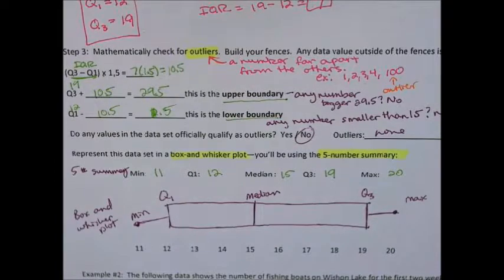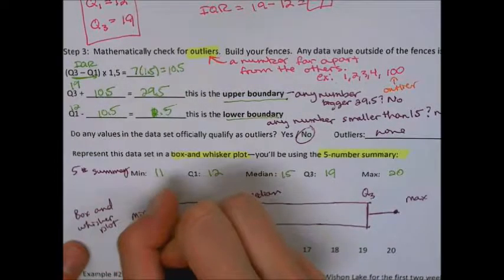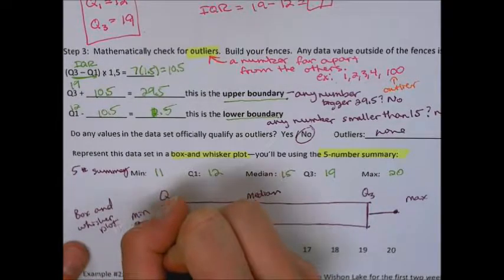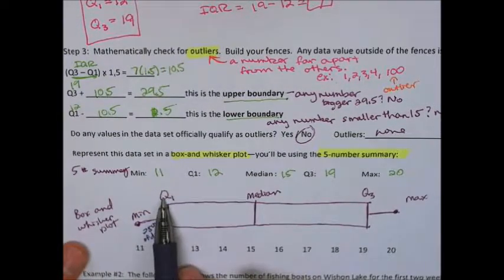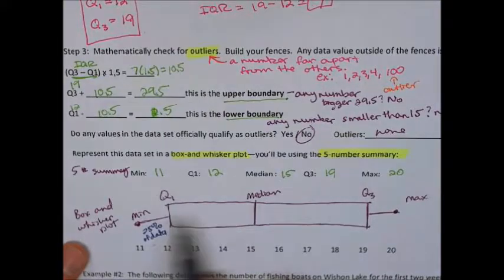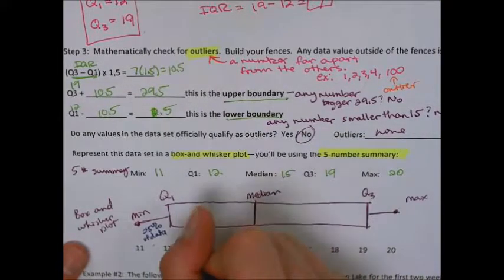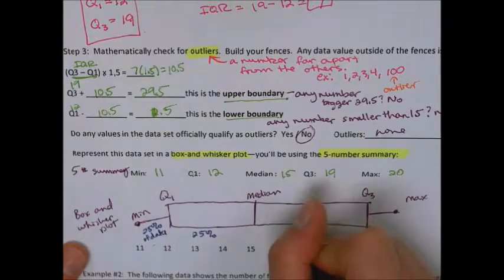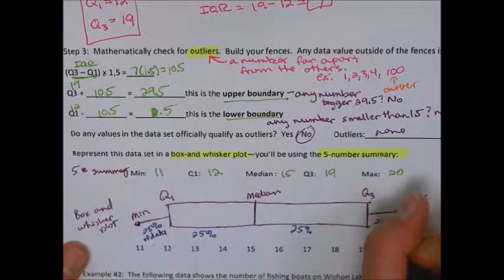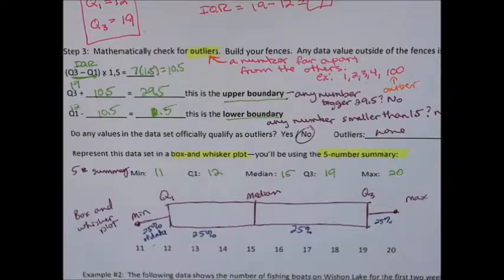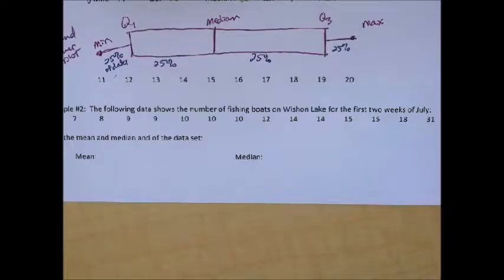Now, since this is Q1, 25% of the data is here. Because quartile 1, quarter, 25%. The median's the middle, so 50%. So 25% of my data is here, here, and here. So that's just something to note. For example 2, we have the following information. So the first question is find the mean and median of the data. So go ahead and do that.